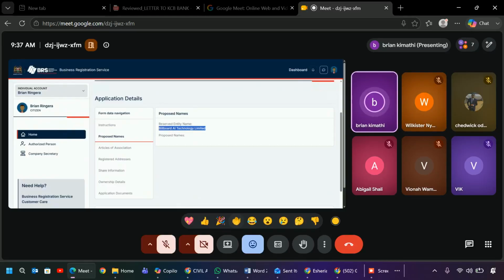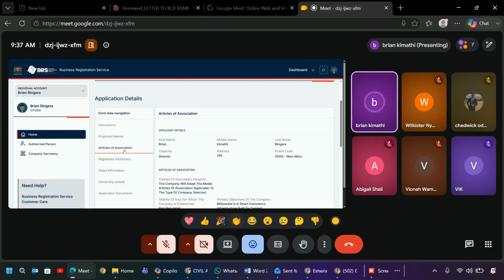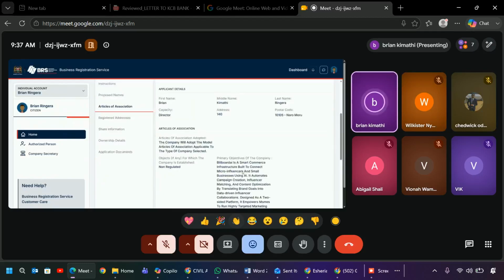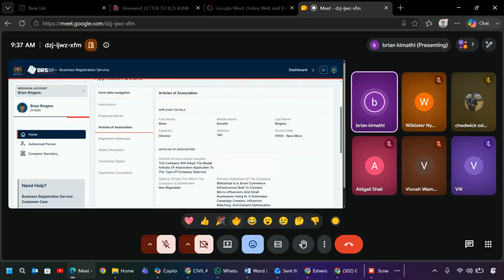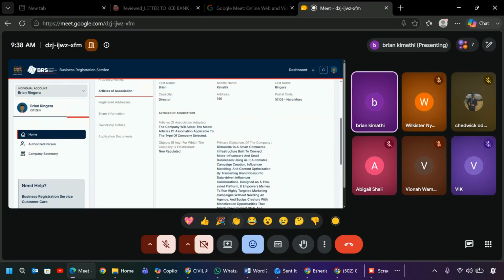When you give 3 proposed names, they select one name that is not already on the roll of companies, the registrar of companies. They ask you to give the applicant's details, the name, their postal address, which is very important, and the capacity in which you are making this application, whether you will participate in the company and such.